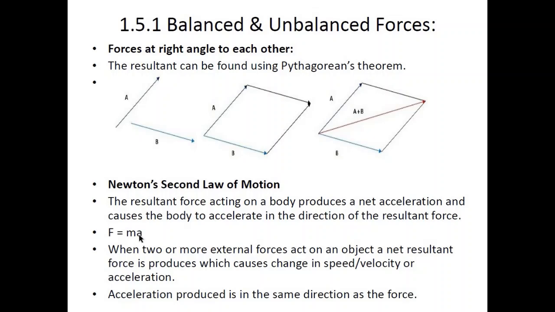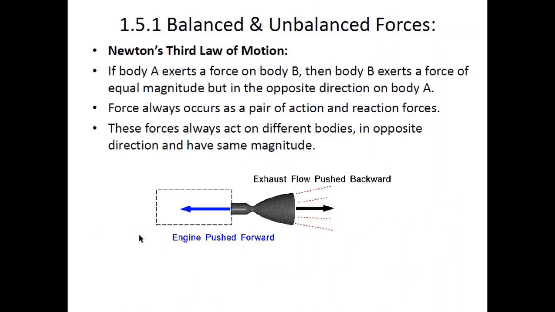Then we have Newton's third law of motion, that if a body A exerts a force on body B, then body B exerts a force of the same magnitude but in the opposite direction on body A. Means every action has an equal but opposite reaction. Forces always occur as a pair of action and reaction forces. These forces always act on different bodies but in opposite directions and having the same magnitude.